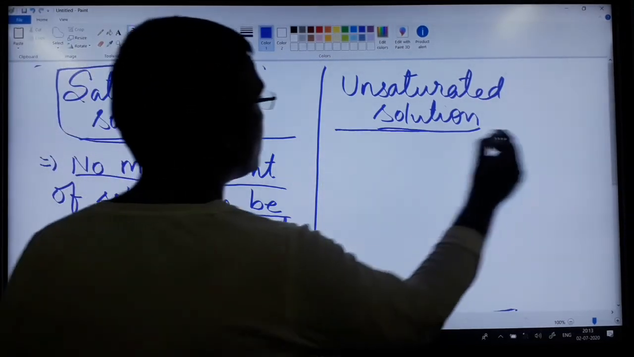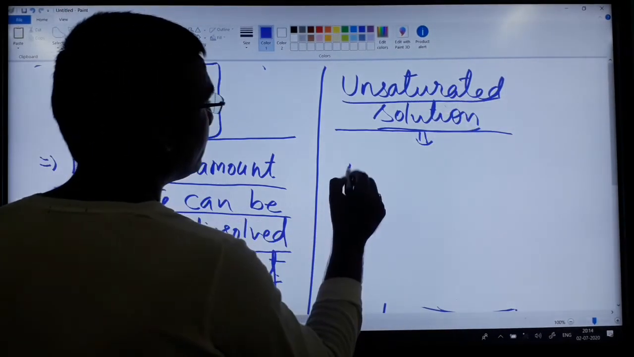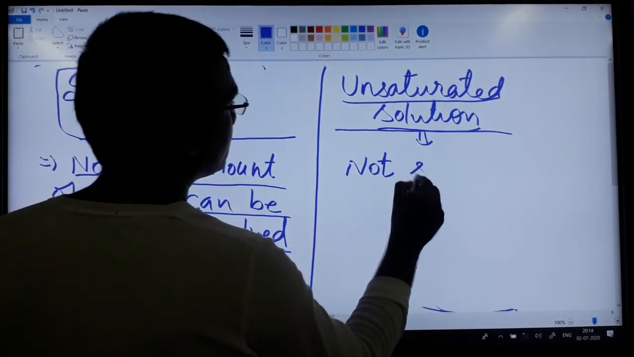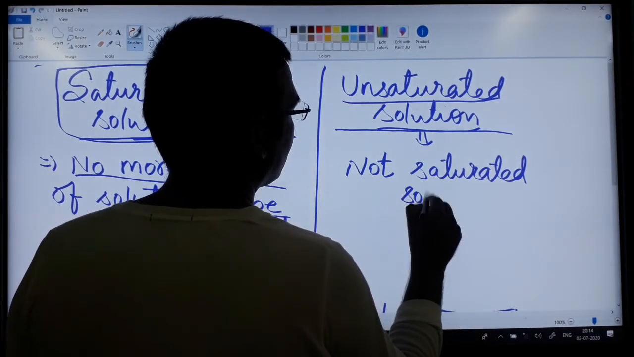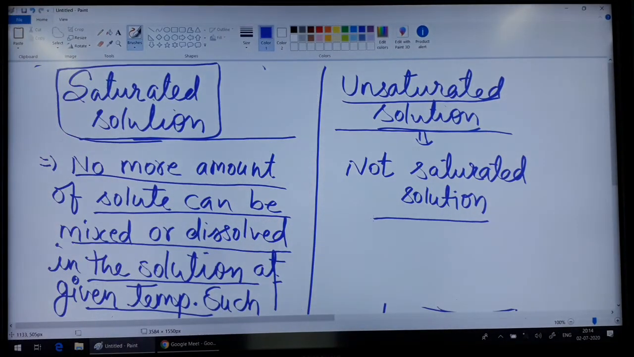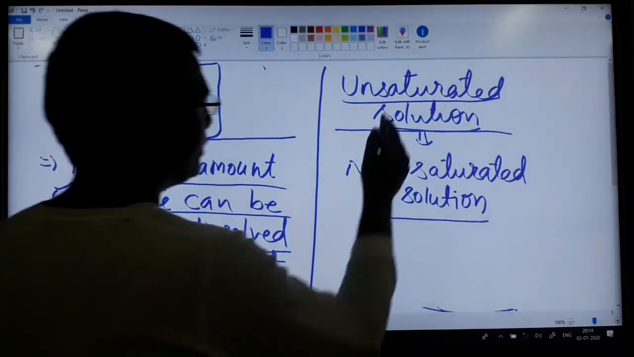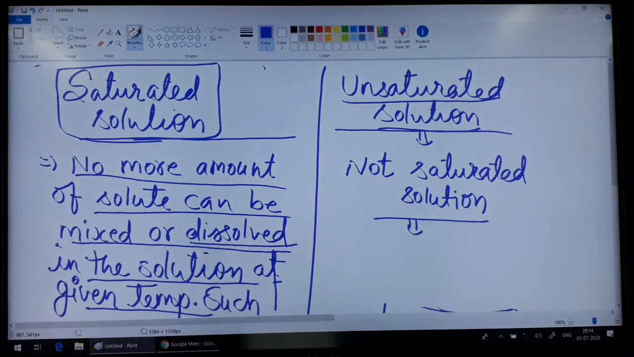What is unsaturated solution? A solution which is not saturated solution is called unsaturated solution. And in unsaturated solution, more amount of solute can be dissolved. This is the saturated and unsaturated solution. Okay. Now what are the factors which affect this one?